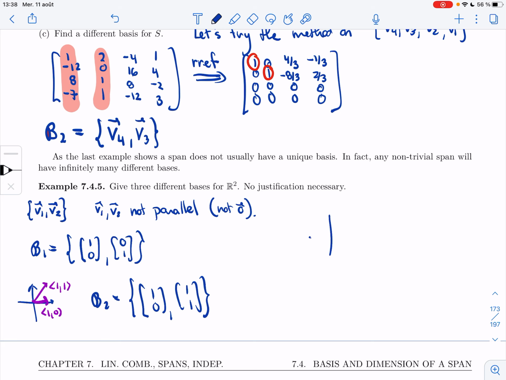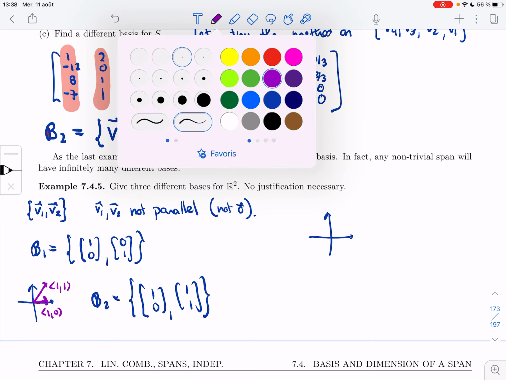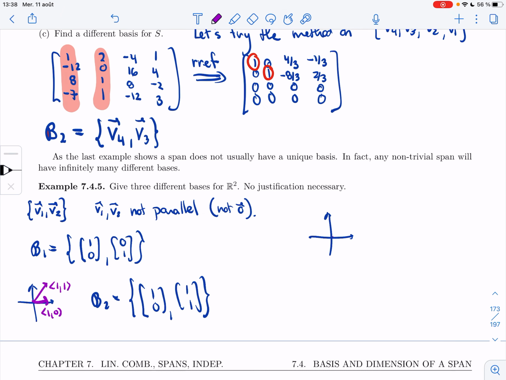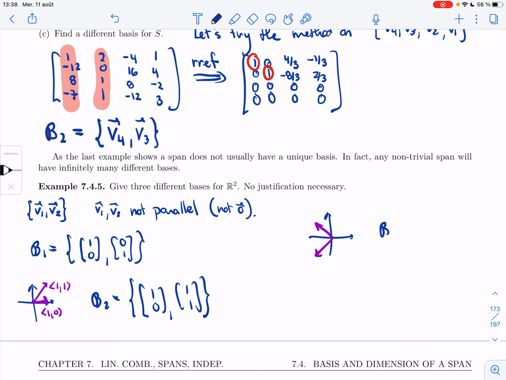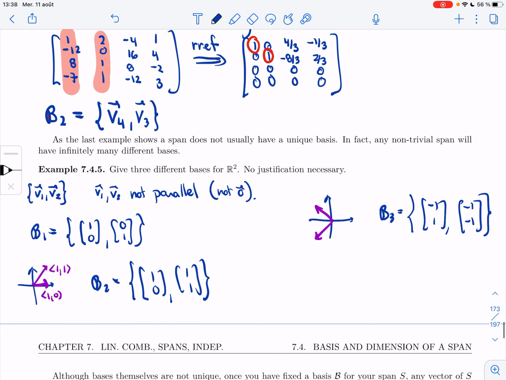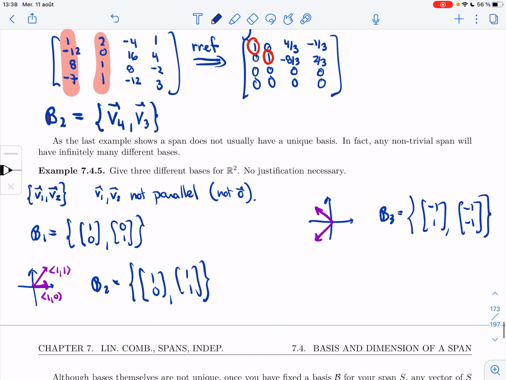What else? It's one of the cases where you have so many possibilities. Let me do this. Yeah, something like that would work. B3, that's (minus 1, 1) and (minus 1, minus 1). But you could see, there's so many ways of doing this. Here are 3. I could come up with 20. It'd be pretty boring for you, so I'll stop here.